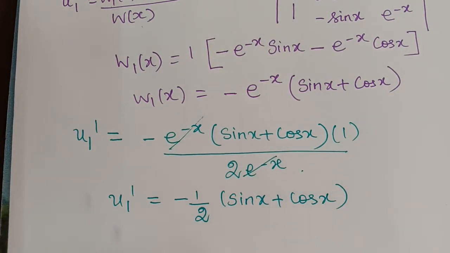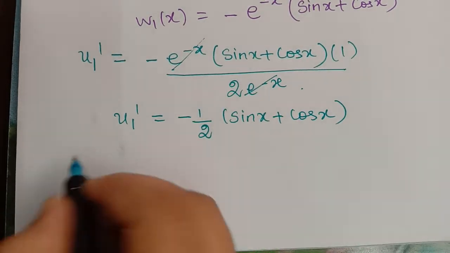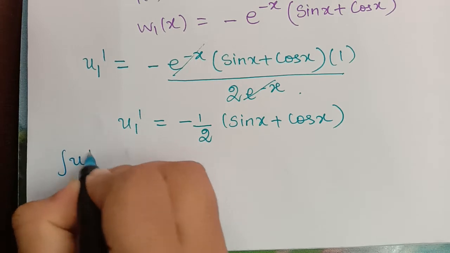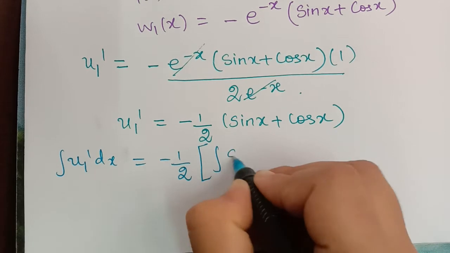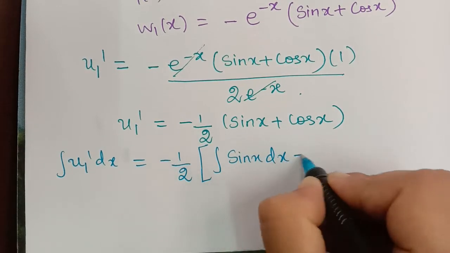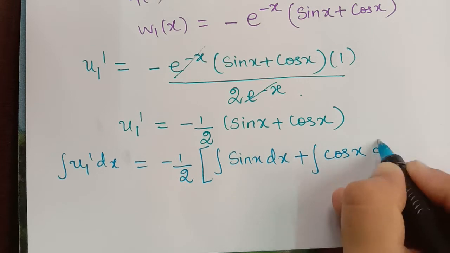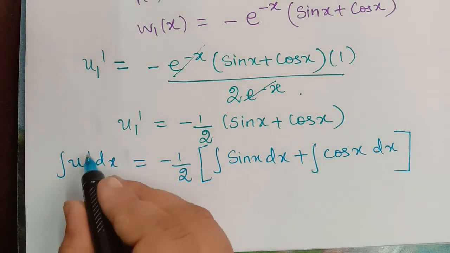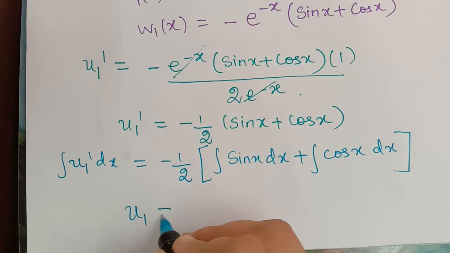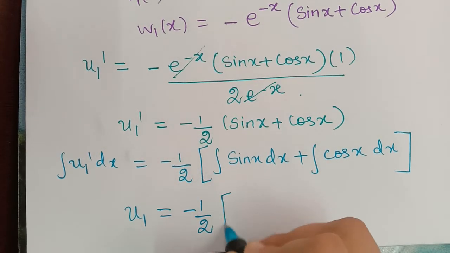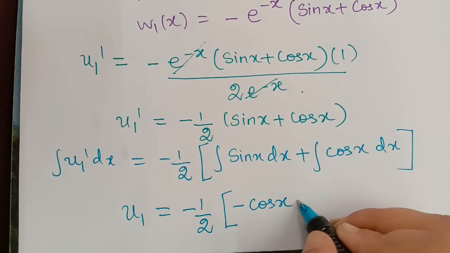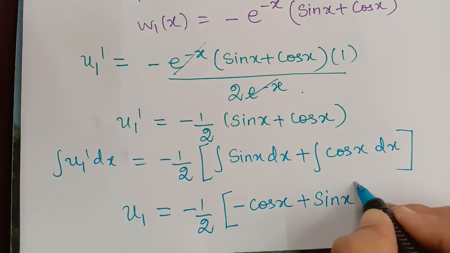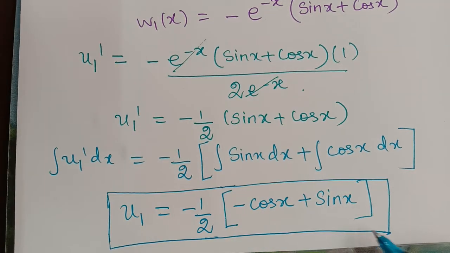From this we can obtain u1 by integrating this u1 dash. So let us see that now. So integrating this with respect to x, so integral of u1 dash dx will be equal to negative 1 by 2 integral sin x dx, we are integrating it separately, integral cos x dx. So therefore integration of u1 dash is u1, which is equal to negative 1 by 2 multiplied with integral of sin x is negative cos x, and then integration of cos x is plus sin x. So this is what we obtain. So this is our u1.